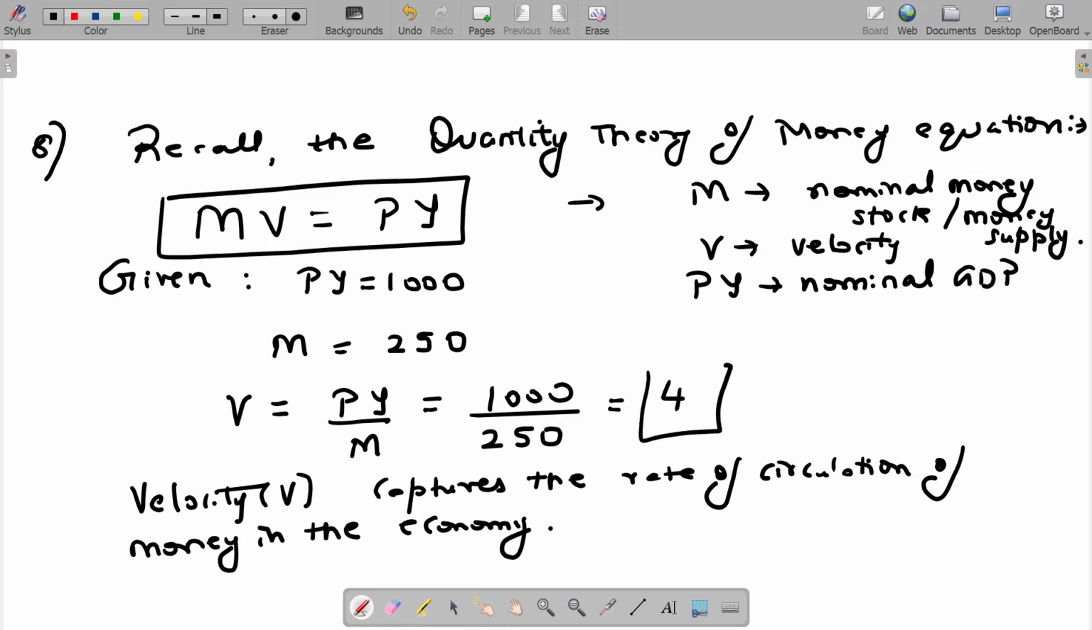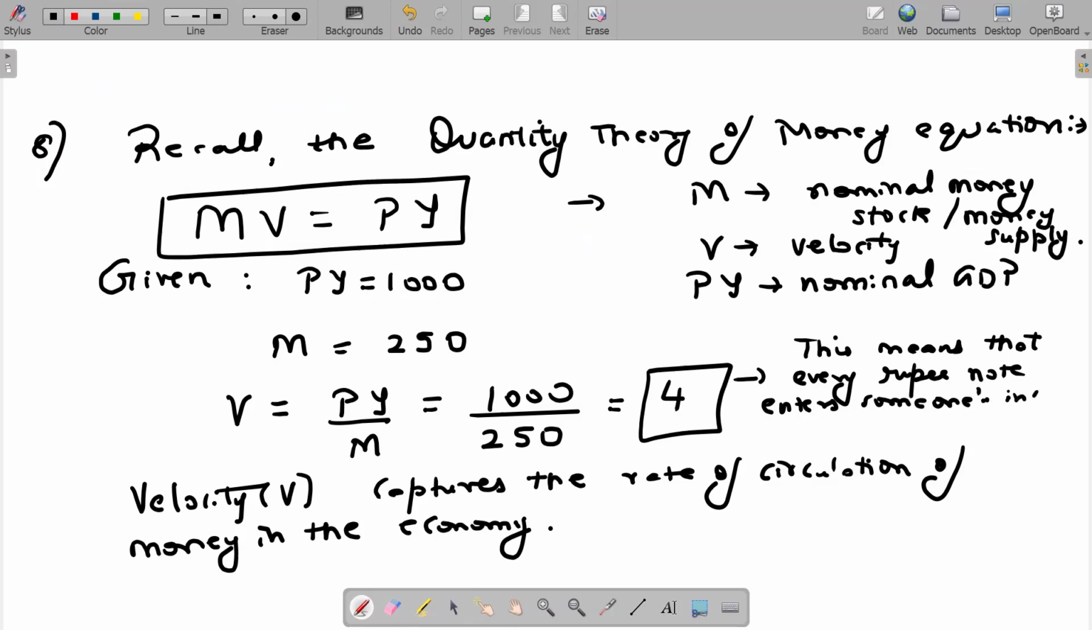Okay, how will I interpret V equal to 4? It simply means that every rupee note is going to enter into someone's income 4 times. So I can write that this means that every rupee note enters someone's income 4 times in a given year. This is how I can interpret velocity. It also means the rate of circulation of money in the economy.